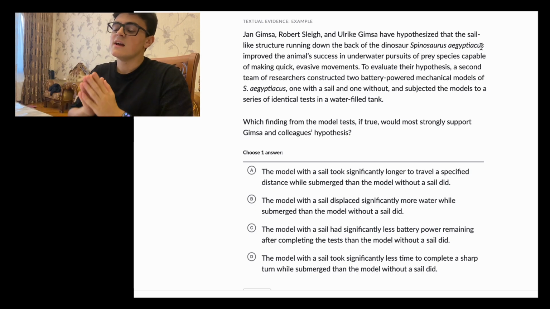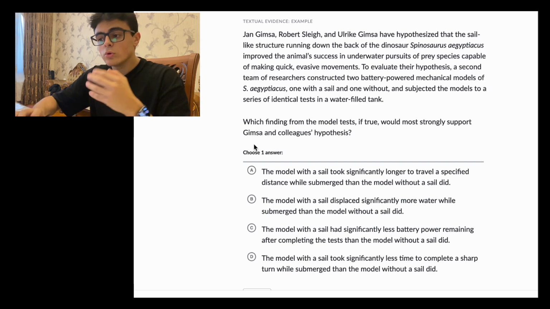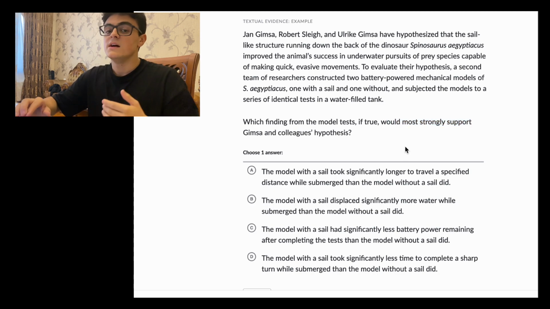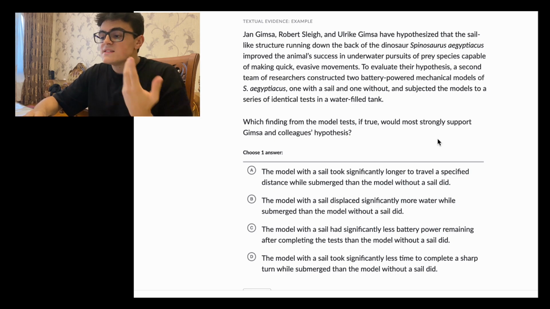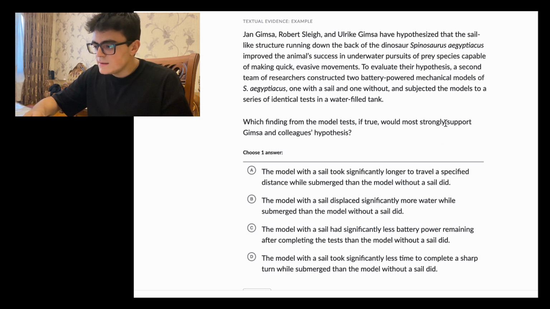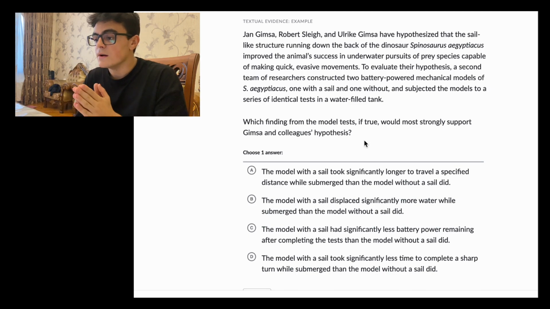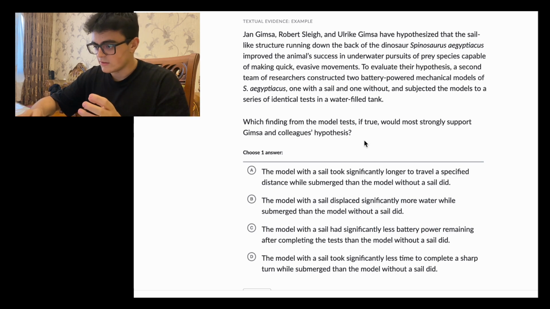So the first thing that you need to make sure is to find the main question, Gibbs and colleagues' hypothesis. And the whole question is like, which finding from the model test would most strongly support it? This is the core of the question. Would most strongly support? There could be a reverse of the question that we don't need, like unsupport or undermine, something like that. But in this question, they give us that most strongly support, and that's why we just need to find the answer which supports the researchers' hypothesis.